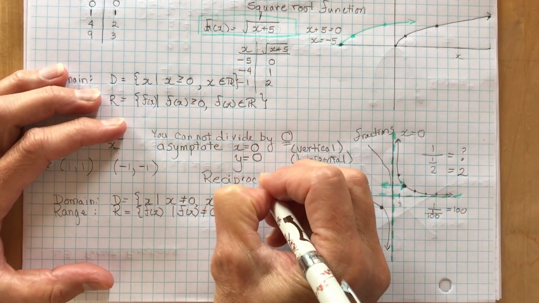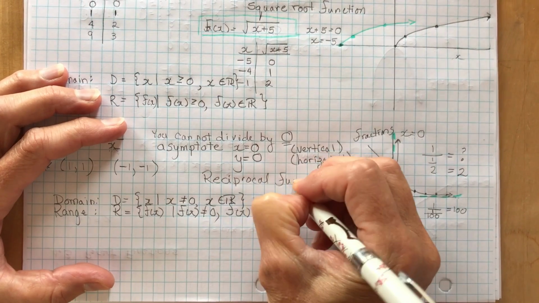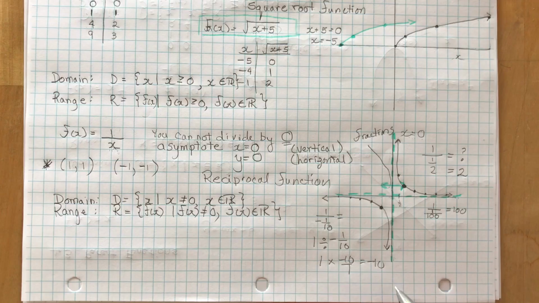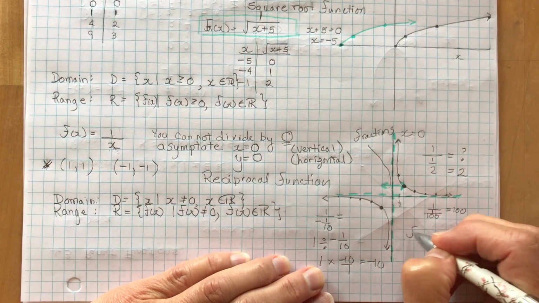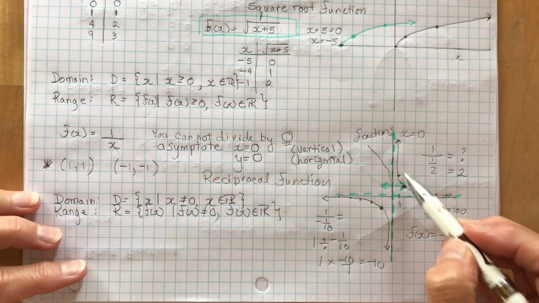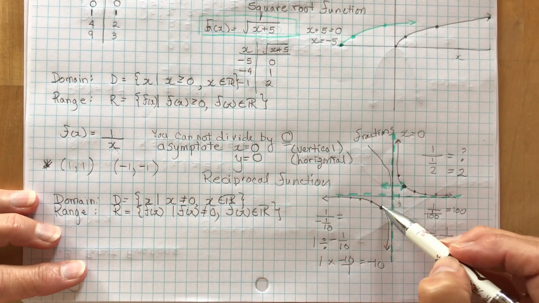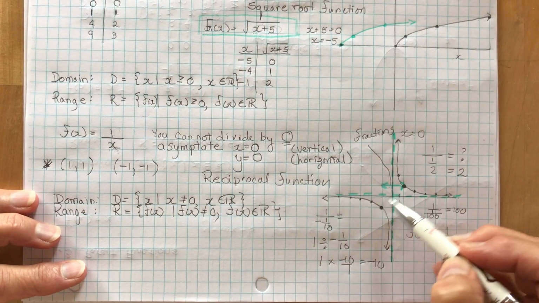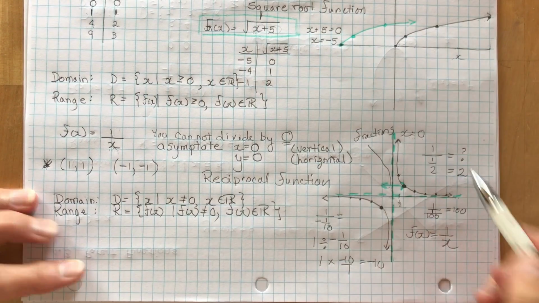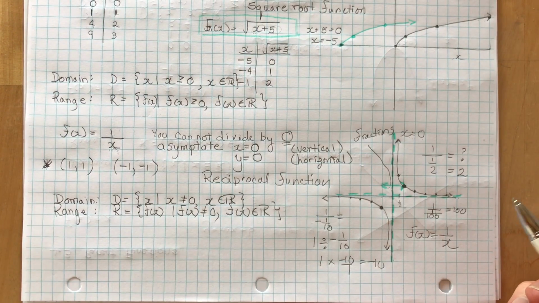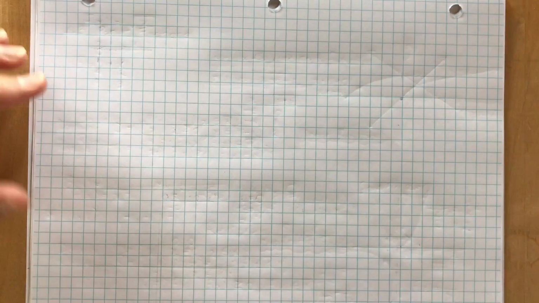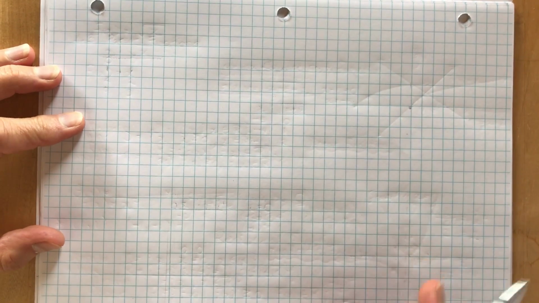Reciprocal function, 1 over x. So let's label it f of x equals 1 over x. It's really important that you understand how to graph this. These key points here, (1, 1) and (-1, -1), if you know where the asymptotes are, you can sketch this function in 2 seconds. Okay? Now the very last function in this section is the absolute value function.